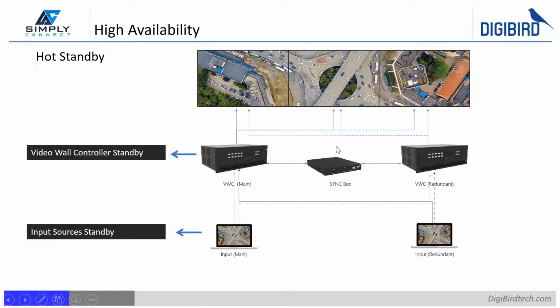Okay, of course, you need to have another synchronization box from DigiBird, so it can synchronize and also detect the failure of one of the processors. Yeah, and then all the input sources have to be split into both video wall processors. Okay.